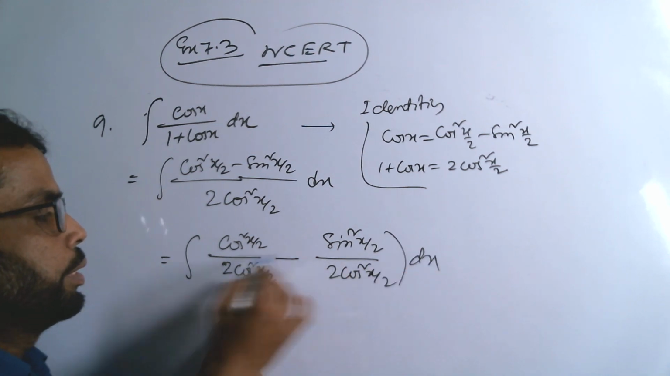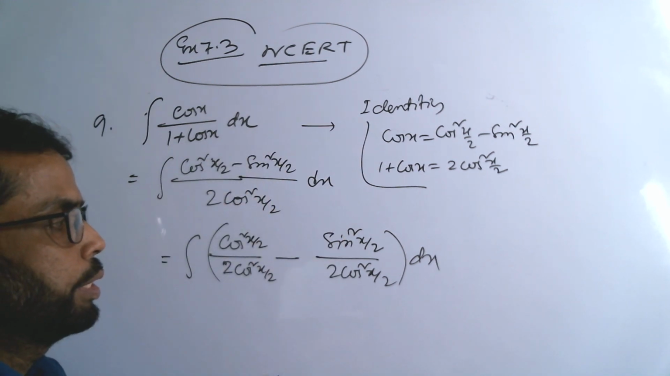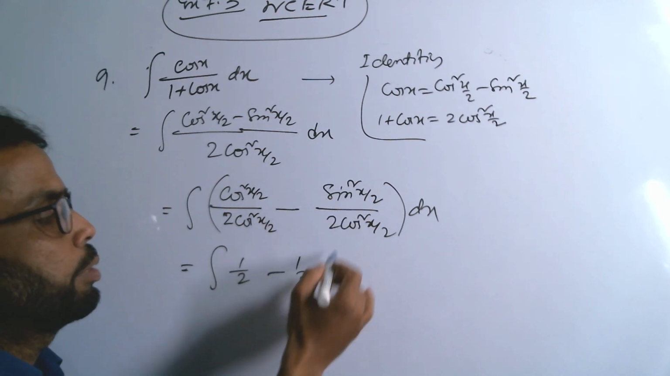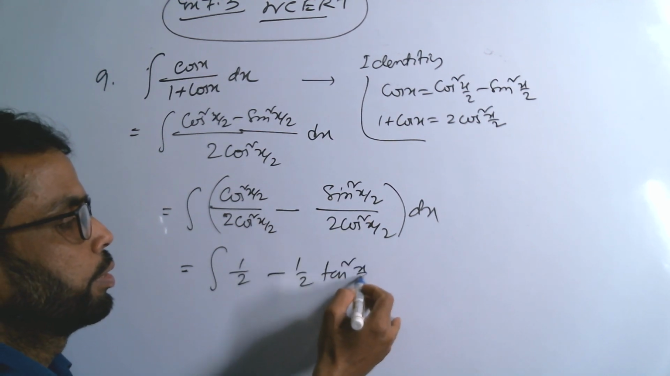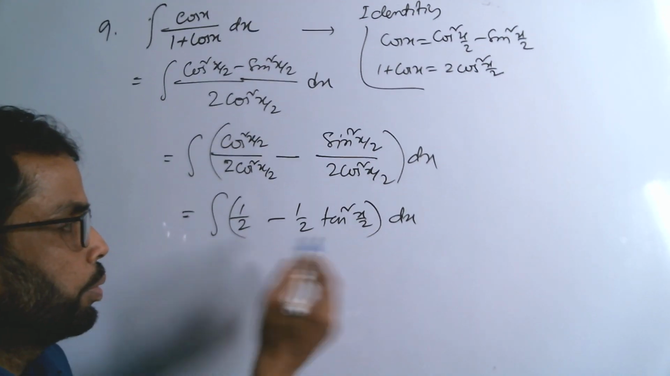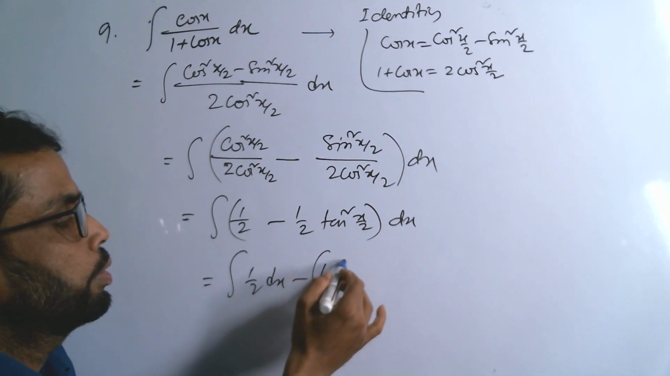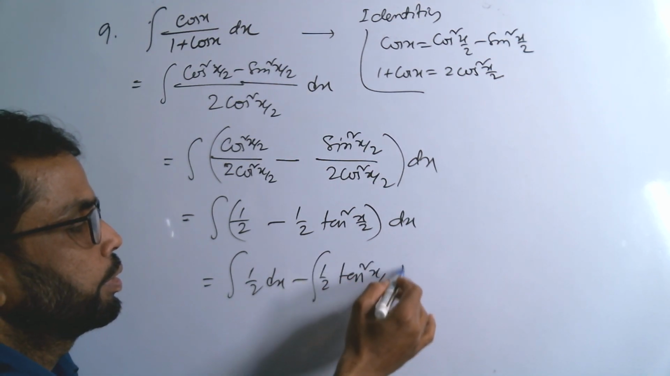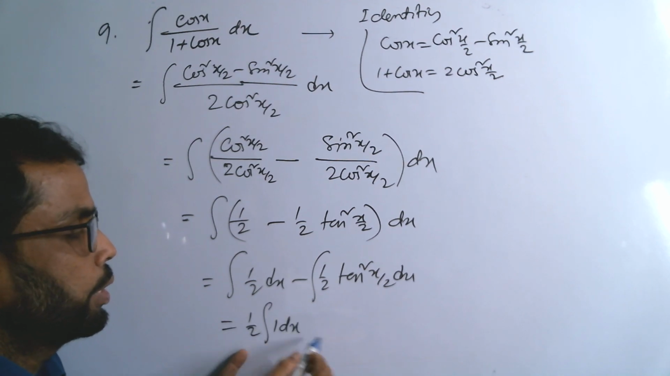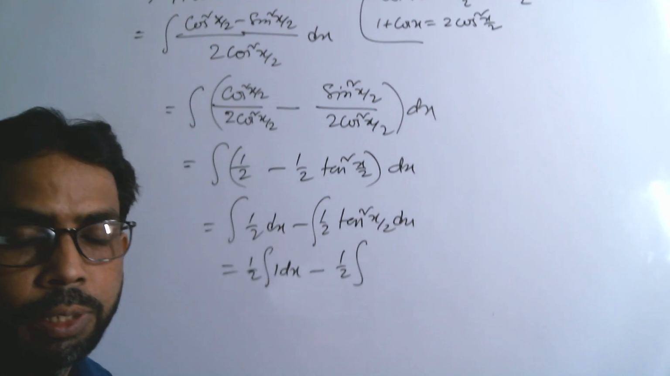We have split it: we have divided the first term by the denominator here, and the second term by the denominator here. Simplify: this is 1 by 2 minus 1 by 2 sine by cos, which is tan square. Then we'll split it into 2. We'll take the integration of the first minus the integration of the second dx. 1 by 2 is taken out, it is a constant. Integration of 1 dx. Here also 1 by 2 is taken out, it is a constant.